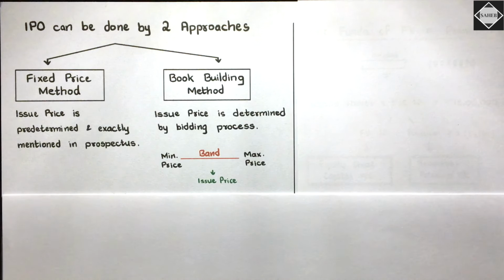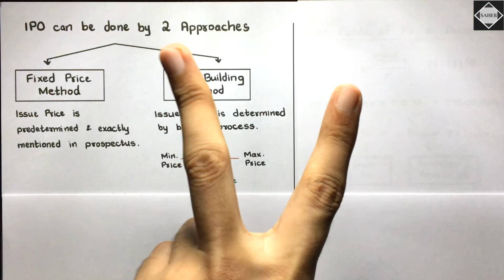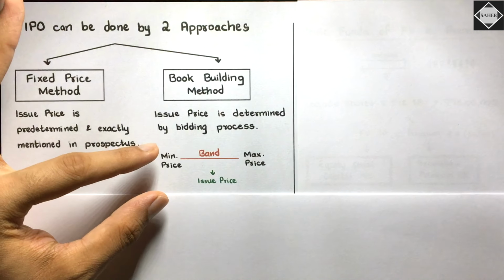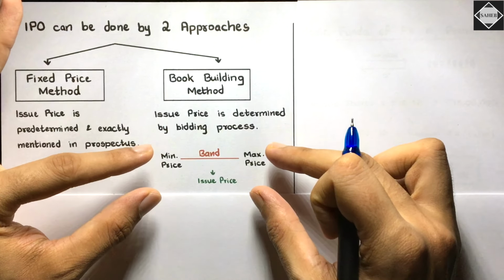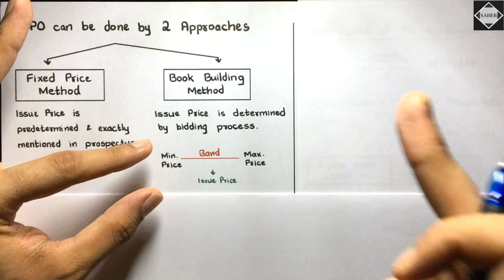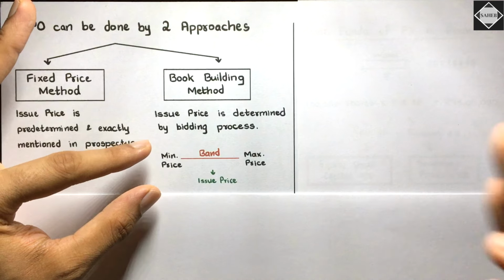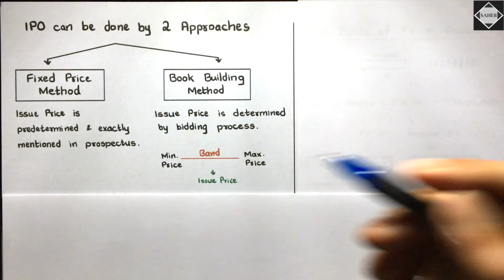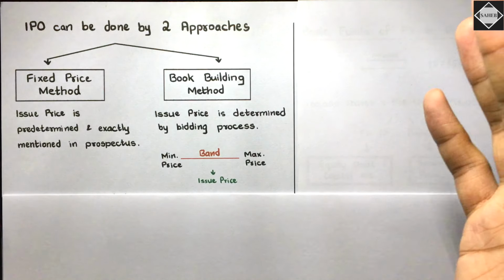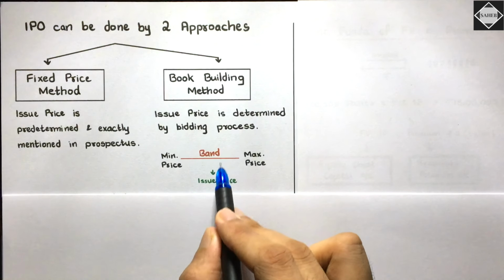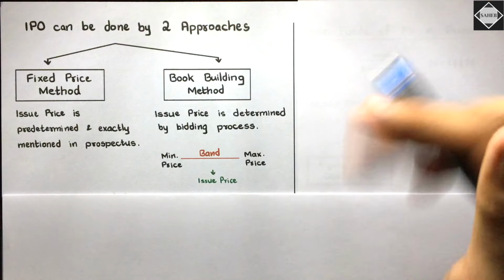The company will come up with two prices, called the minimum price and the maximum price. Let's say, for example, 450 and 500. In between, we have a range, a band, of how much in this example? 50 rupees. Now the public will have the discretion to do the bidding. Some people will say, I want 200 shares at 450. I want 300 shares at 500. I want 600 shares at 480. Like that, people will keep on placing bids.